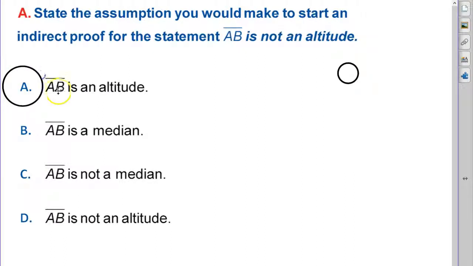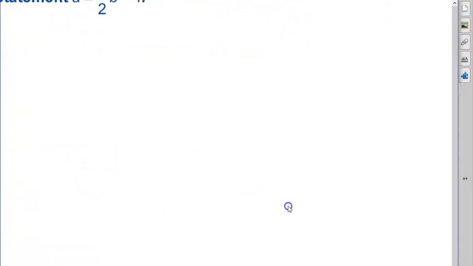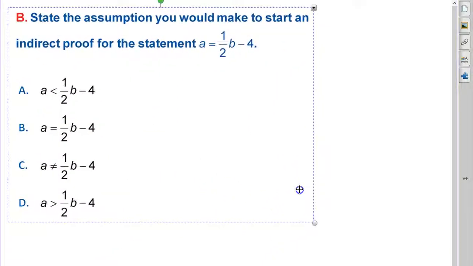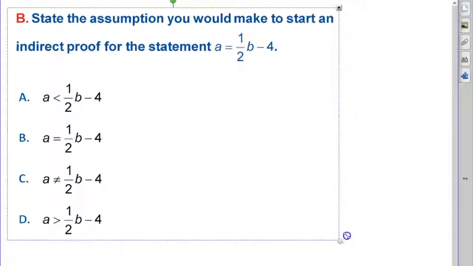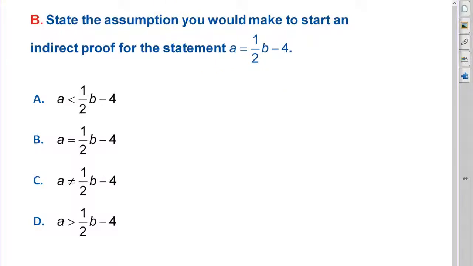All right. Let's try another one. So I've got the statement here. So I want to start this proof off, right? So I'm starting off saying that A is equal to 1/2 B minus 4. What would be the first statement that I would say, assuming this is false, would become?